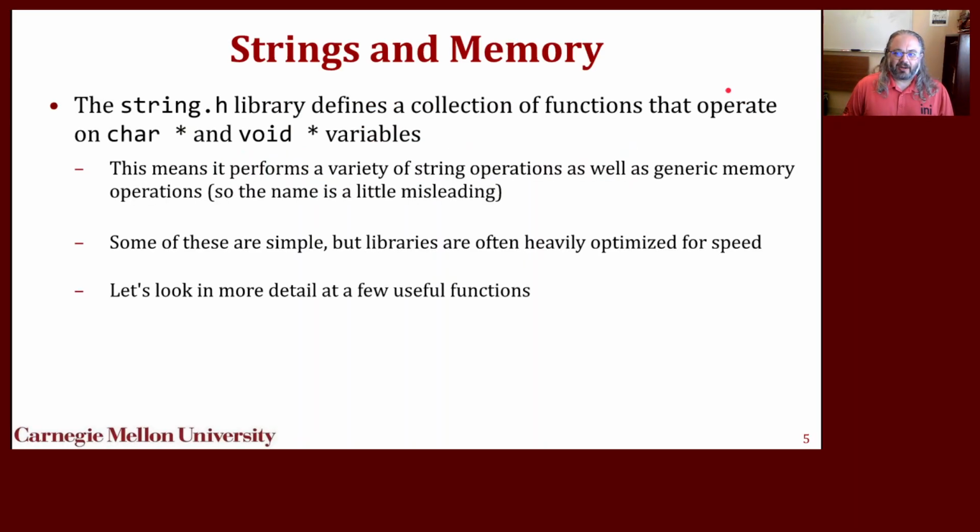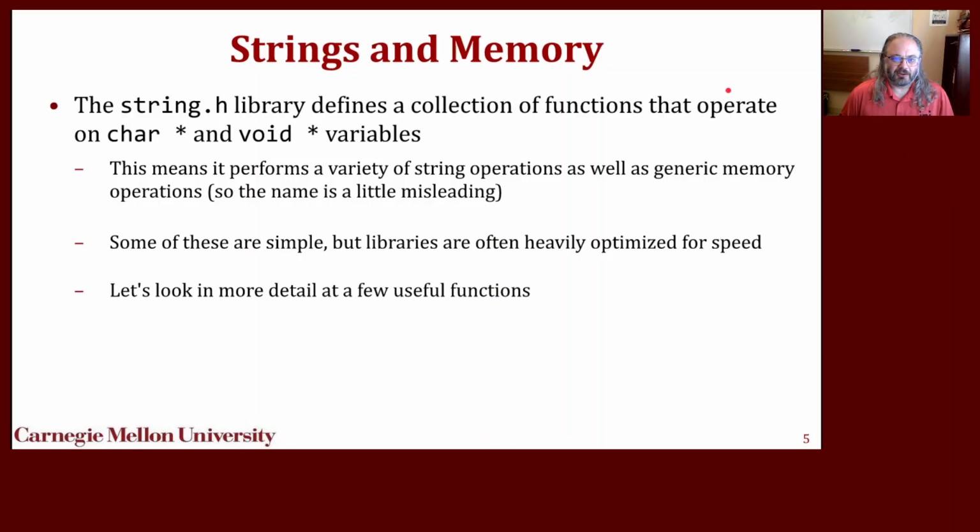So the string.h library includes a collection of functions that operate on char star and void star variables. Now, char star we know are strings. Void star we've talked about as being generic memory addresses. So this means that the string library doesn't just perform string operations, it also performs some generic memory manipulation operations, which is nice. This is good functionality to have, but the name is just a little bit misleading, and sometimes you have to remember that these memory operations are in the string library and not somewhere else like a memory library or the C standard library.